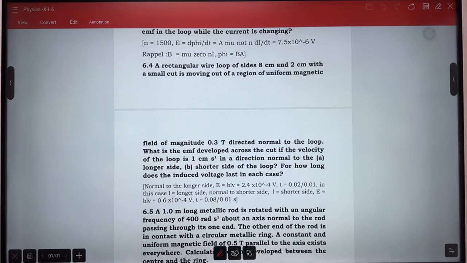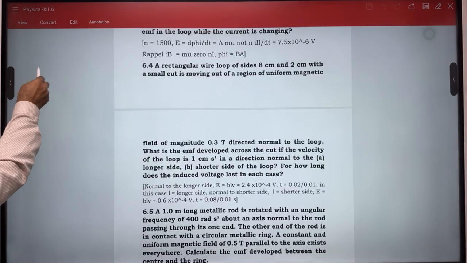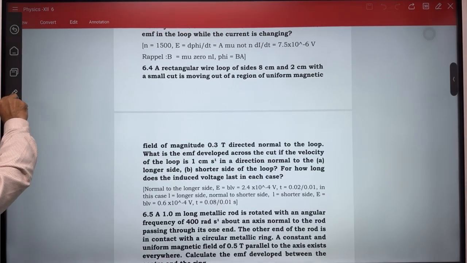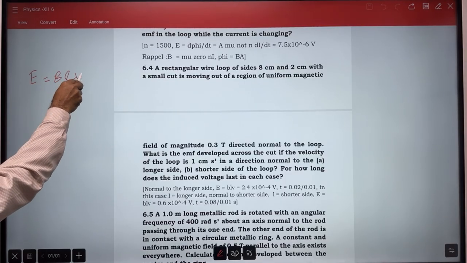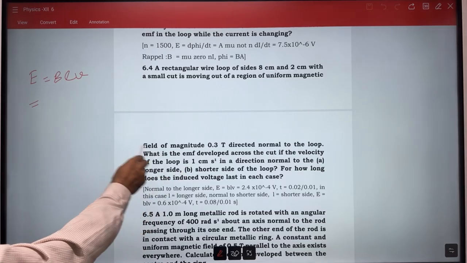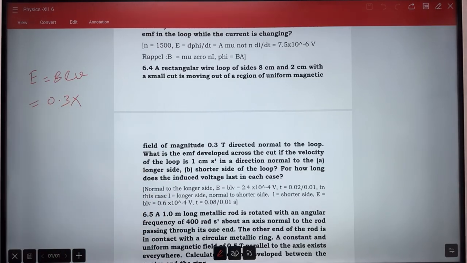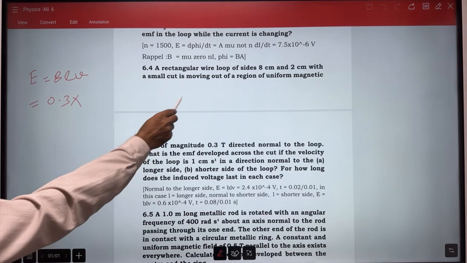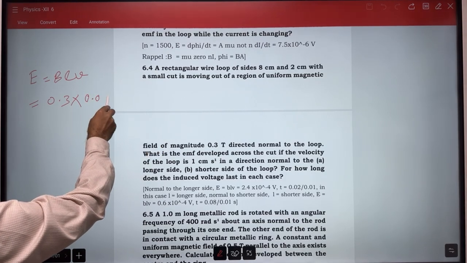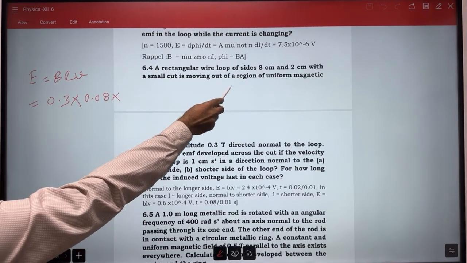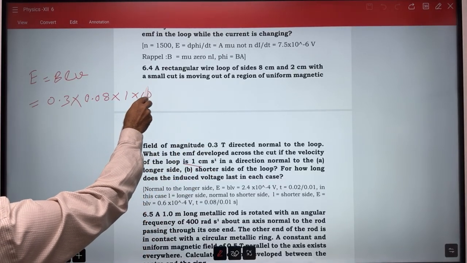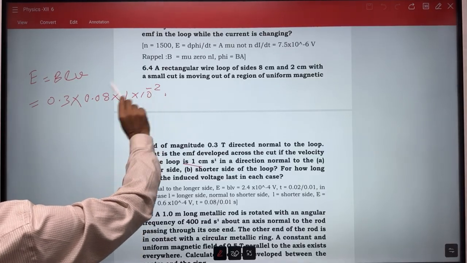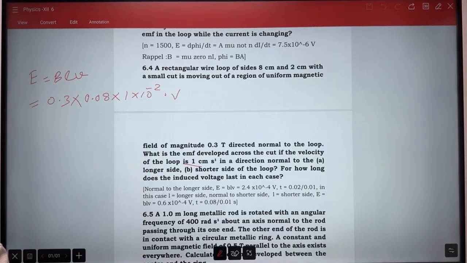For the first part, we have to consider the motional EMF. It is E equal to BLV. So what is the magnetic field here? 0.3 Tesla. Length is given as 8 centimeters, so we can write 0.08, and velocity is given as 1 cm per second, so 1 into 10 to the power minus 2 meter per second, so this will give the first value in volt.